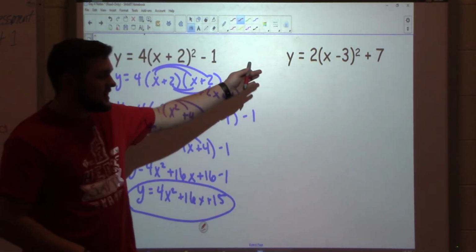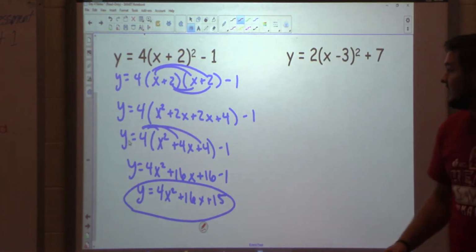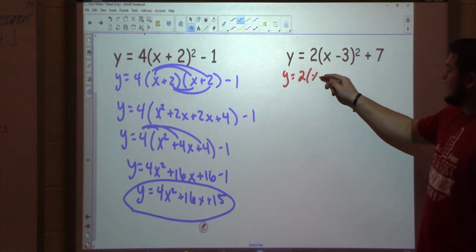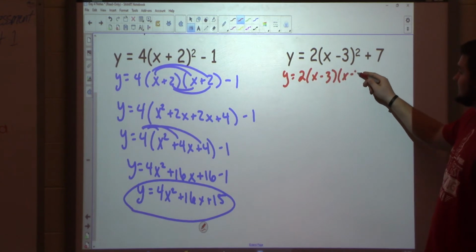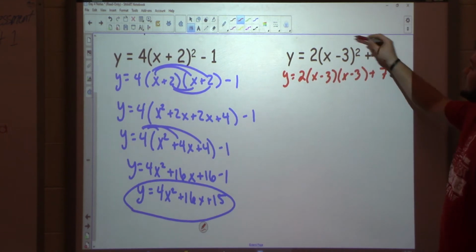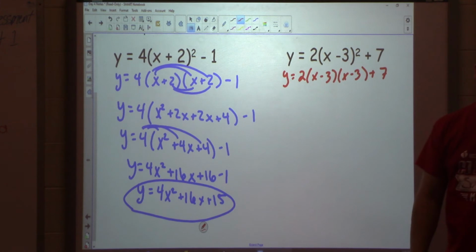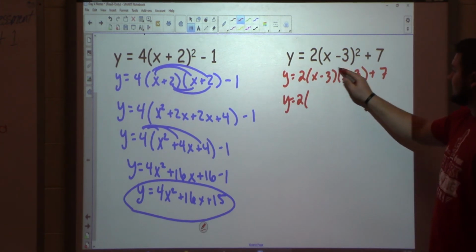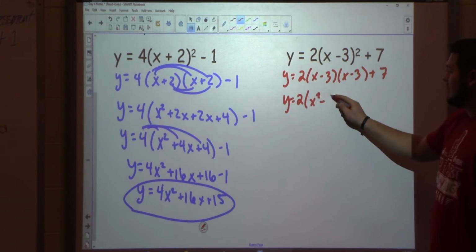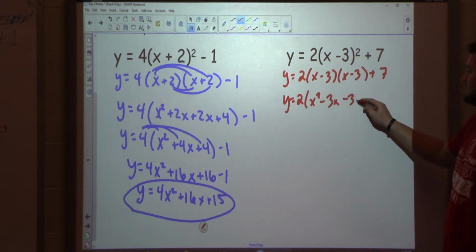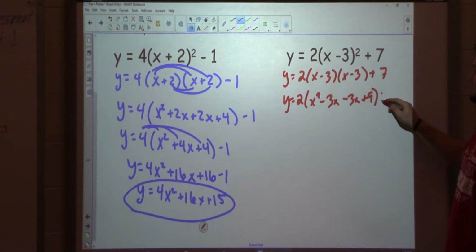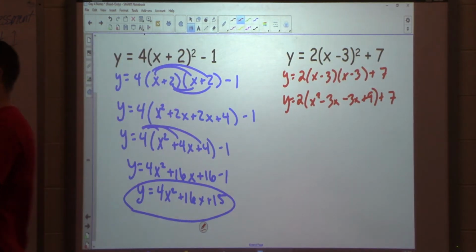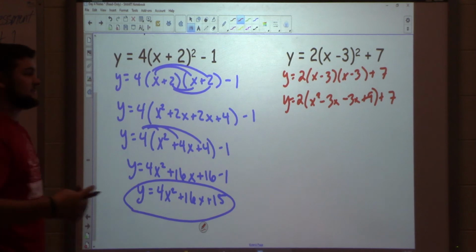So let's try it again for the second one. Y equals 2 times x minus 3 squared plus 7. So x minus 3 times x minus 3. Remember, you cannot just distribute that squared piece. It will not work out. Y equals 2 times x squared minus 3x... plus 9 plus 7. Okay, so we FOILed. We're going to combine like terms inside the parentheses.